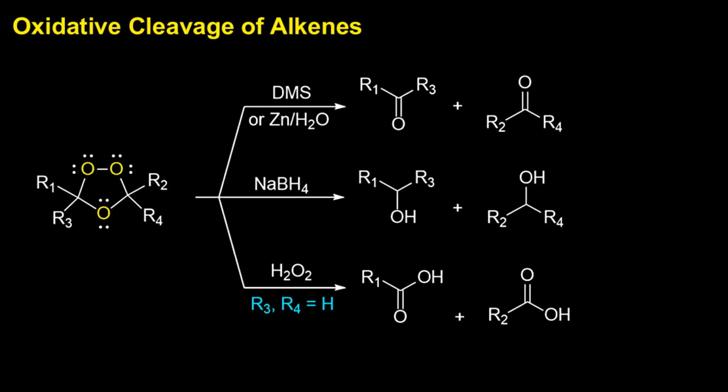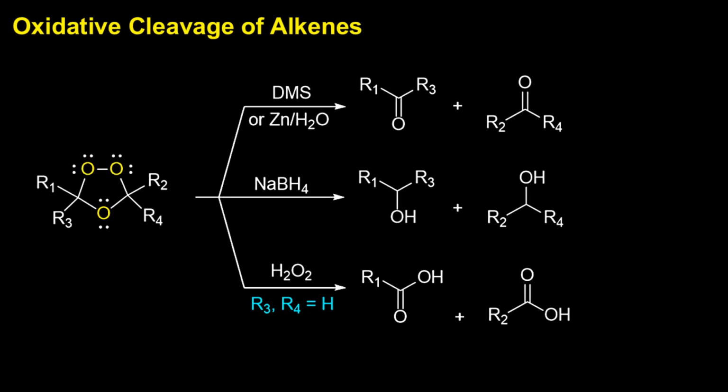Let's quickly sum up what kind of products we get based on how we work up the ozonide. If we use something like DMS or zinc in water, we get clean carbonyl compounds. That means ketones and aldehydes. This is the most common and straightforward setup. If we go with sodium borohydride, we take it one step further, and those carbonyls get reduced to alcohols instead.